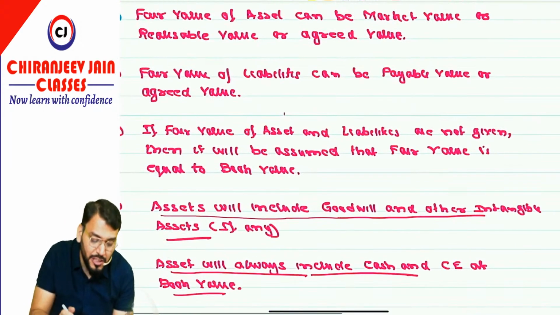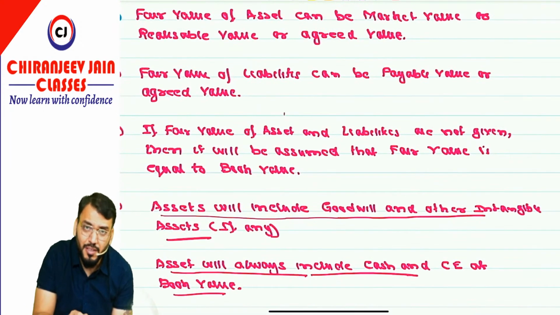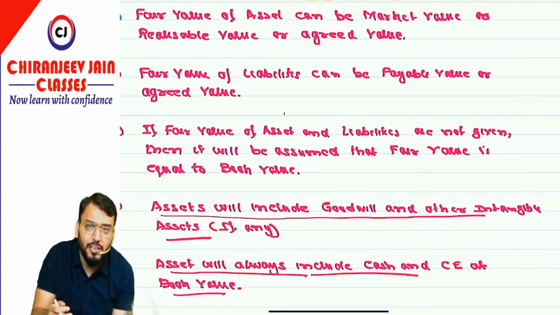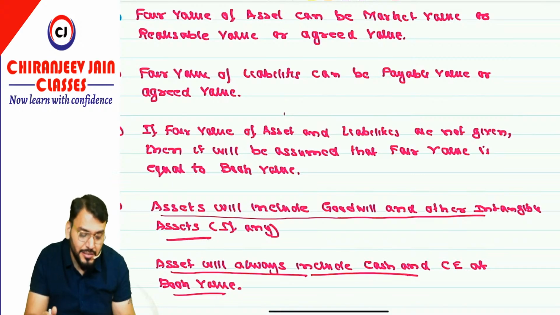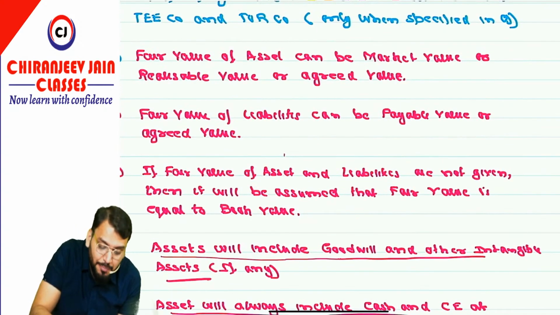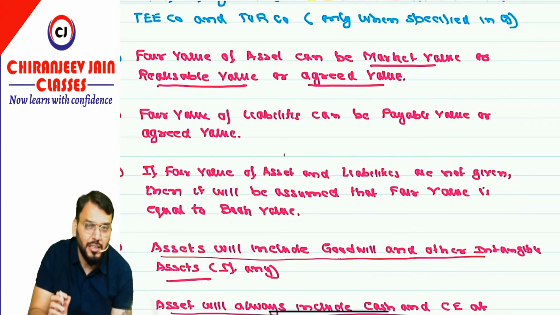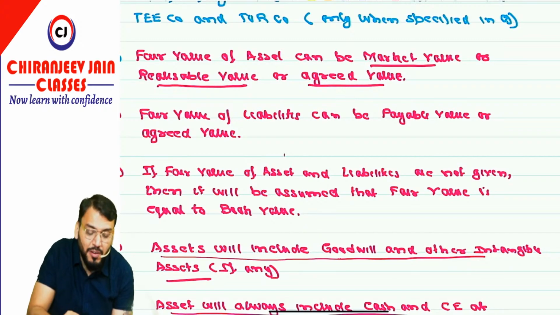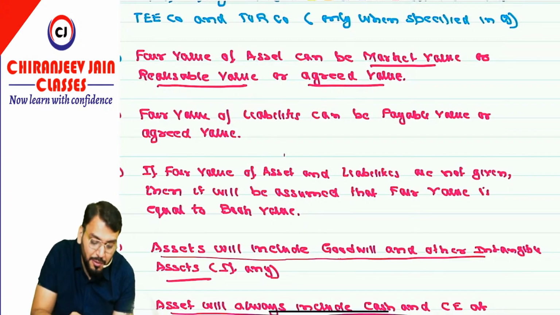Now, I have already said that fair value means either realizable value or current value or agreed value. Sometimes they will say current value, sometimes agreed value, sometimes realizable value. All are the same. So fair value of asset can be market value, realizable value or agreed value. Don't be confused. Similarly, fair value of liability can be payable value or agreed value.